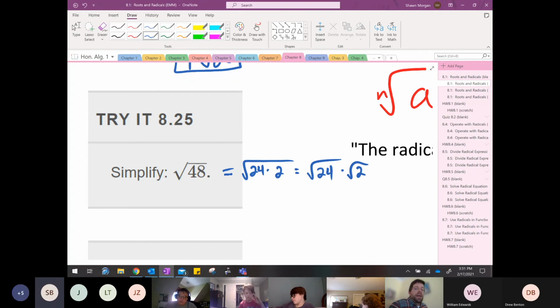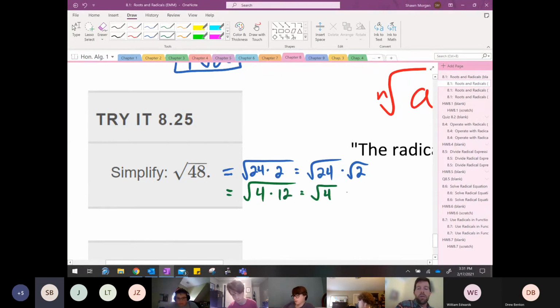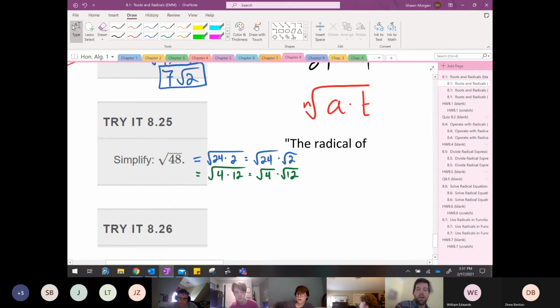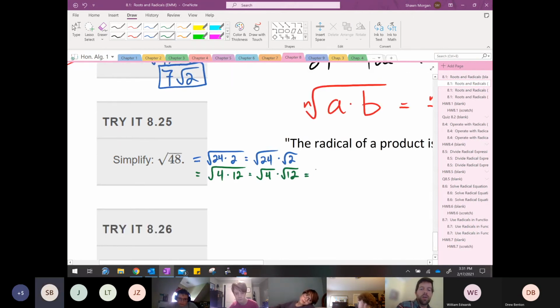Lewis, can I throw it your way to pick a different pairing? 12 and 4. 12 and 4. Classic answer. Classic answer. Let's do, I'll tell you what, I'll do 4 and 12. I like to put the perfect square first. All right, 4 and 12. I'd split that up as the square root of 4 times the square root of 12. Okay. And I can take this one further. I happen to know the square root of 4 is 2, so I got 2 square root of 12. And yet, that would not be a correct answer.